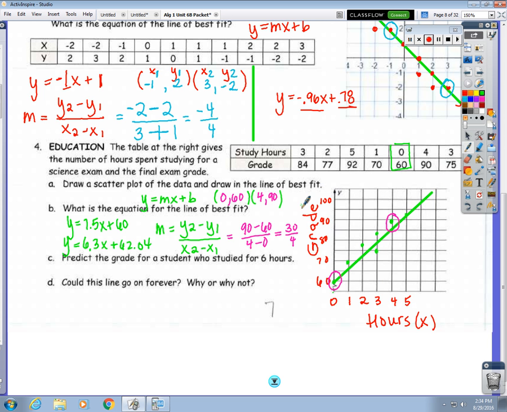Okay, now that we have an equation from the calculator, predict the grade for a student who studied for 6 hours. Okay, well, hours is what variable? X or Y? X. So that means 6 is going to go where in the equation? X. So Y equals 6.3 times X, which we've just been told is 6, plus 62.04. So you're just going to type that in. 6.3 times 6 plus 62.04. Go ahead and be typing that in.